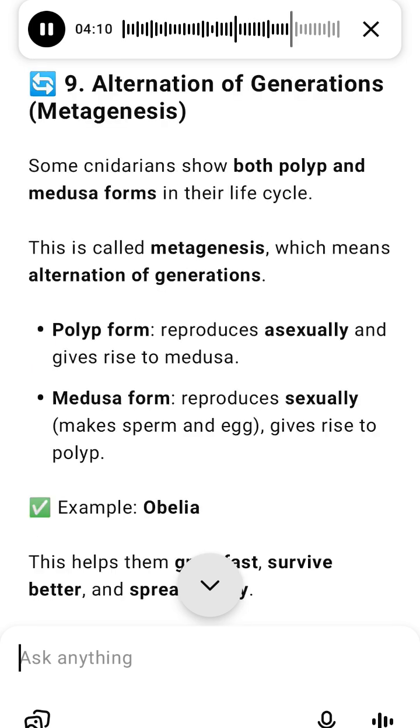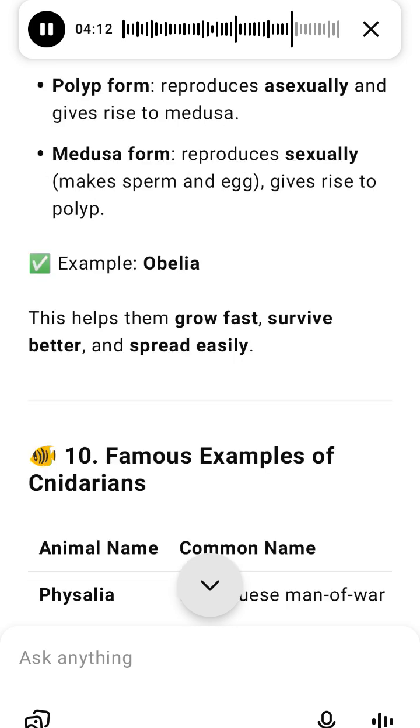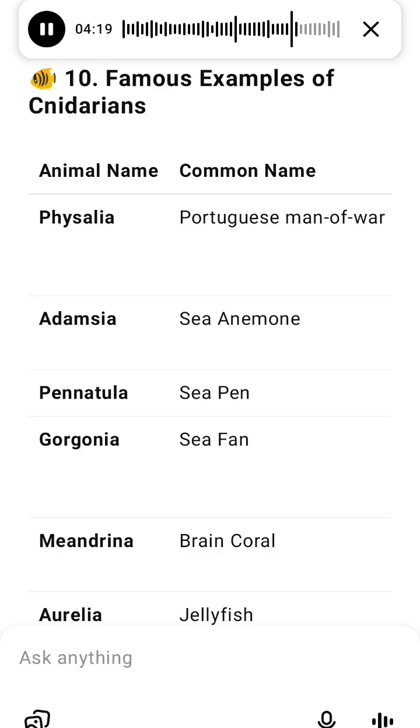Digestion happens both inside and outside their cells. Some have hard skeletons, corals. Some switch between body forms, metagenesis. They are simple but very important animals in marine life.